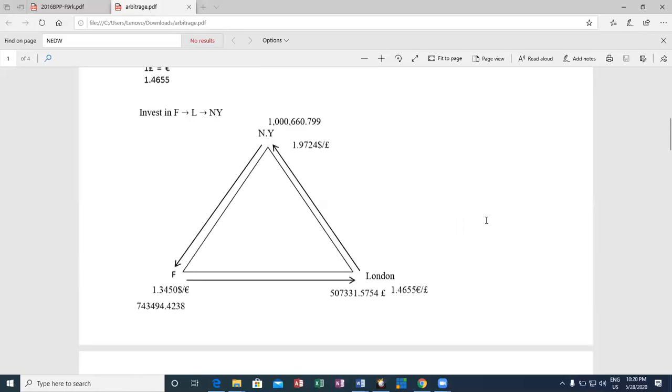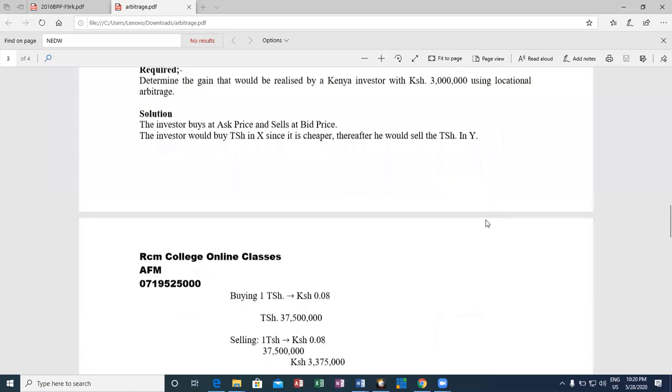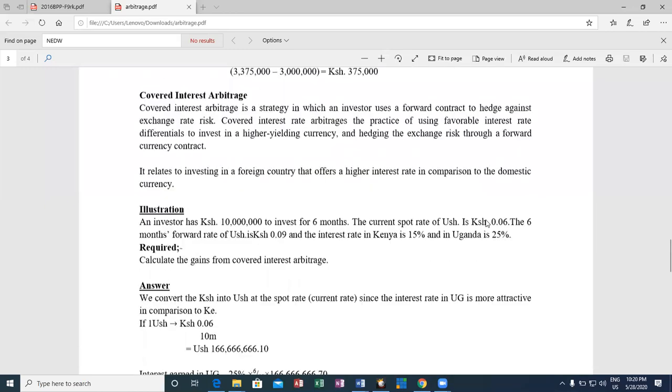You'll be able to see the covered interest arbitrage. Covered interest. Go to the last one. Yeah, almost there. Covered interest arbitrage is on your screen there.